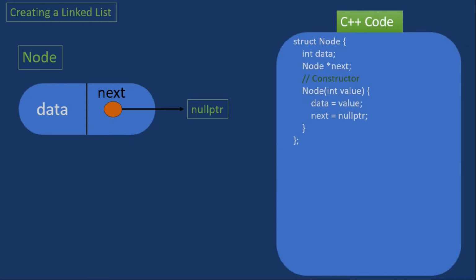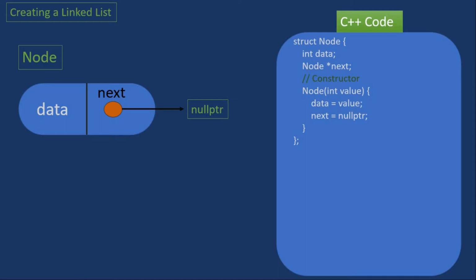Let's look at how you would create a node using code. Okay, so we have a node that can hold data and a pointer. The way we create a node in C++ is to use a class or a struct. Both of them get the job done, but we will use a struct.